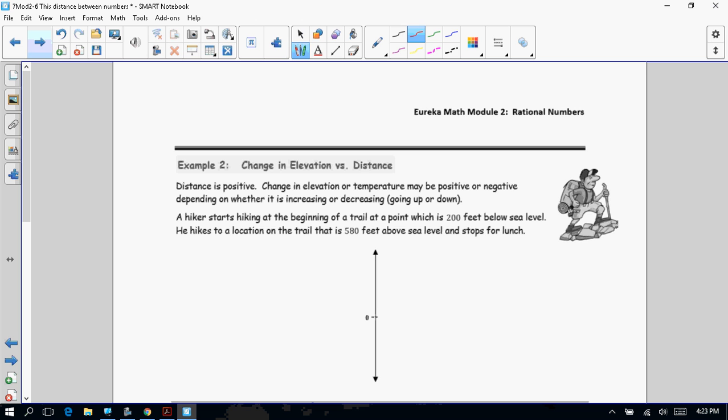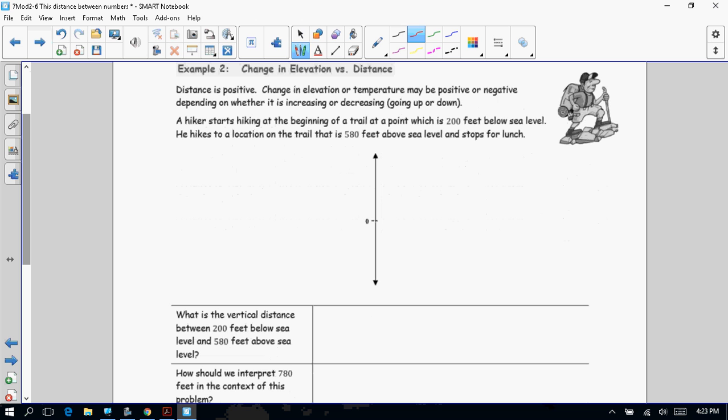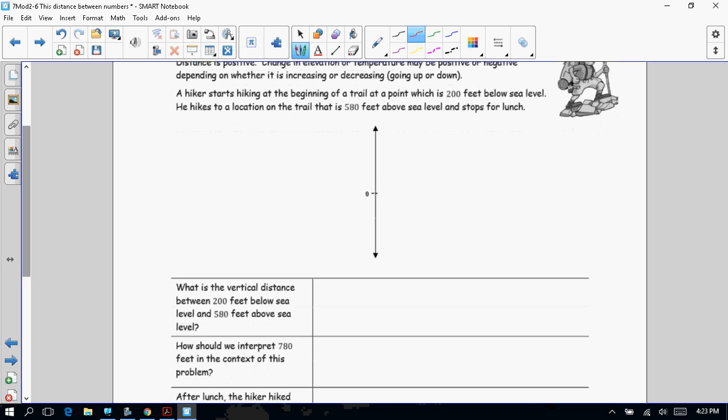A hiker starts hiking at the beginning of a trail at the point that is 200 feet below sea level. He hikes to a location on a trail that is 580 feet above sea level and stops for lunch. All right? So what is the vertical distance between the 200 feet below sea level and the 580 feet above sea level? In other words, what was his change in elevation? Okay, he started way down here, right, at negative 200 feet, and he ends up way up here at 580 feet.